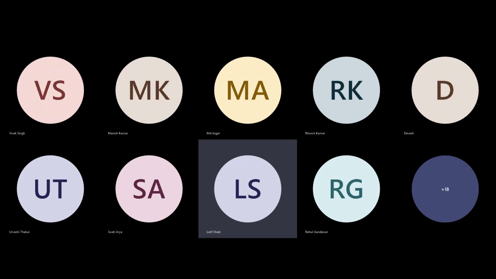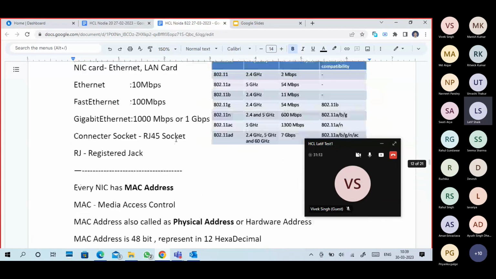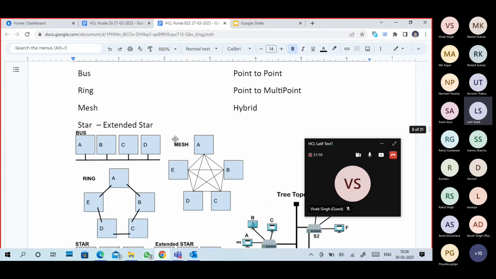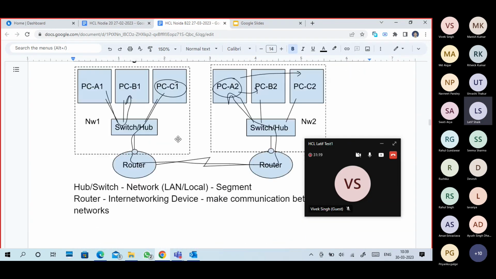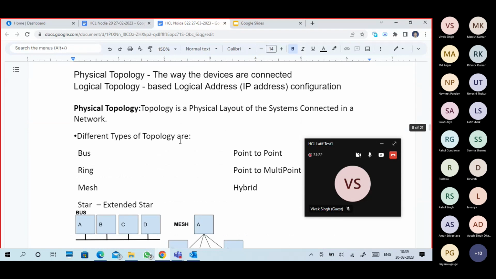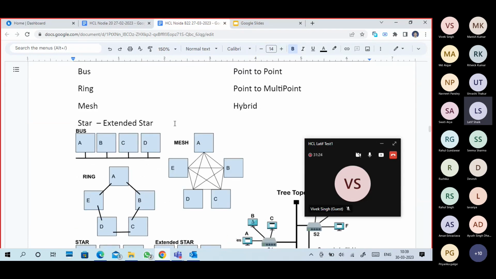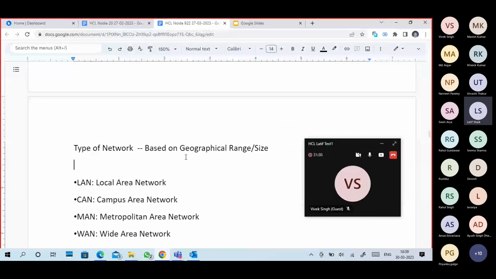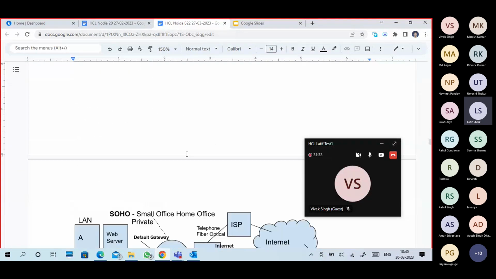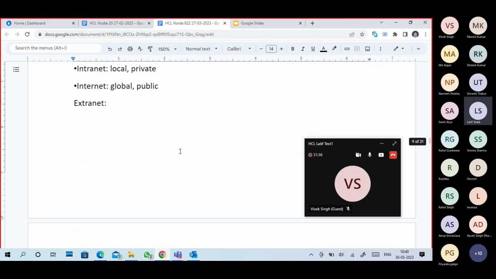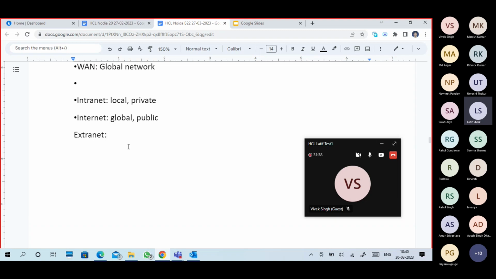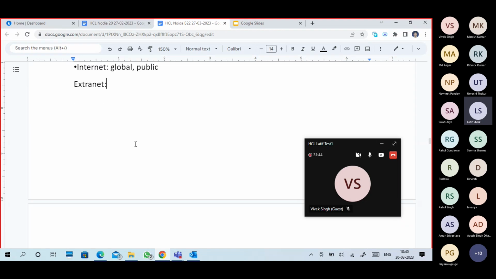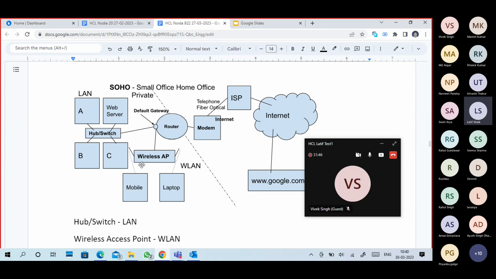Last class about networking, last 2 days of classes about networking. So what is a network? What is networking, internetworking, topologies, bus topology, ring topology, mesh topology, star topology, types of networks like LAN, CAN, MAN, WAN, intranet, internet. Okay, extranet I didn't tell. There is an extranet also, but I didn't cover that. So only intranet, internet.